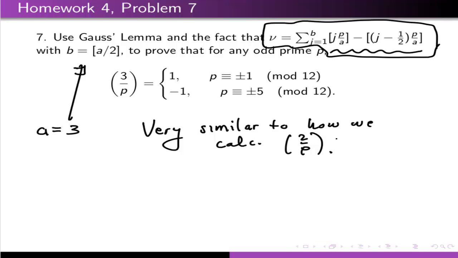Only this time you're going to say, okay, let's let p be of this form, where you have some reduced residue r plus 12t, where r is going to be some number relatively prime to 12. It could be 1, 5, 7, or 11. And calculate this value.